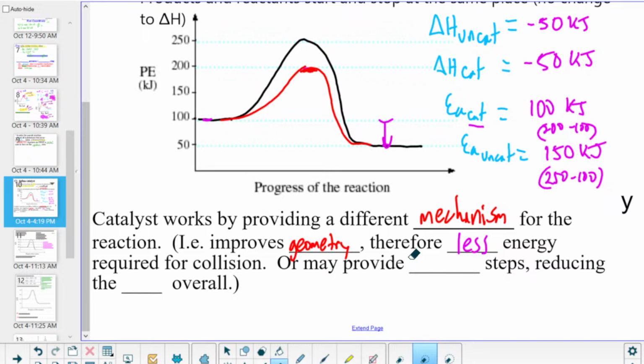How else can you improve a reaction? More energy. You can make it go faster. That doesn't improve it. How could we, when we were doing that reaction here, lower the activation energy? By making multiple steps. Multiple steps. So we can also increase the number of steps, reducing the energy of activation overall.